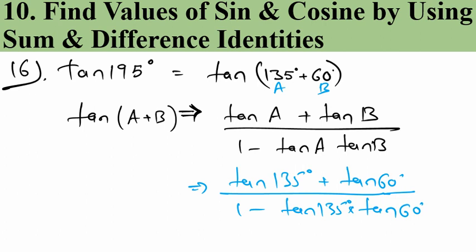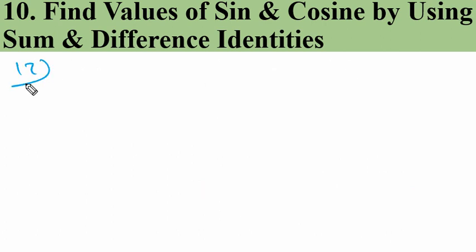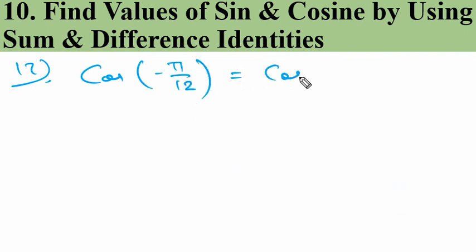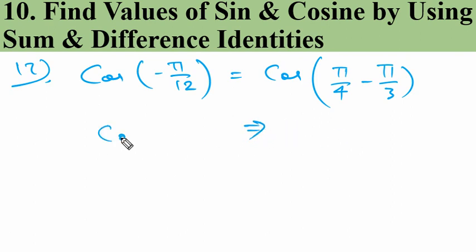Okay, next question, question number 17. Cos negative pi over 12. Now think about this one. So let's use pi over 4 minus pi over 3. That is equal to negative pi over 12. And then again cos A minus B.